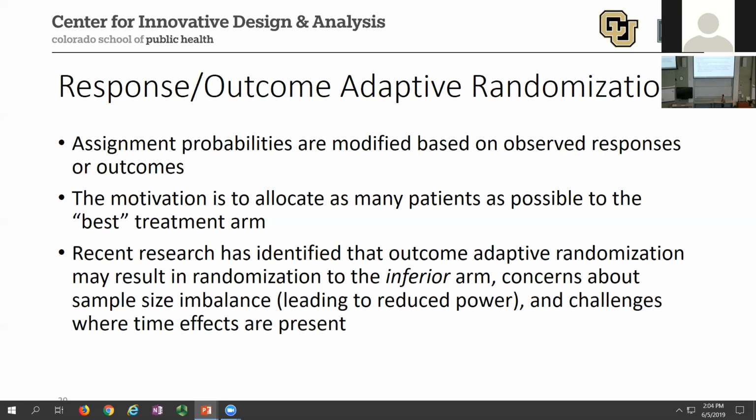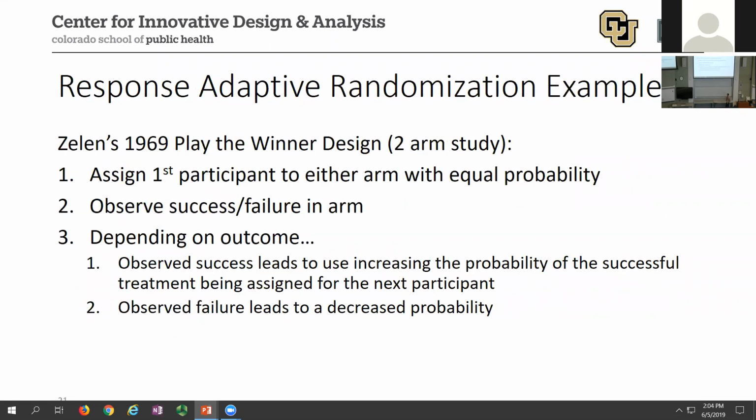And there can also be challenges where there are time effects present. So if the response changes over time, suddenly we might be randomizing people based on previous information that no longer reflects the status quo or the present time response. One nice example of this actually comes from back in 1969 from Zelen, and it's this idea of a play the winner design. And so I think it's just a nice illustration of the kind of motivation for one simpler approach that doesn't necessarily rely directly on complex minimization formulas.